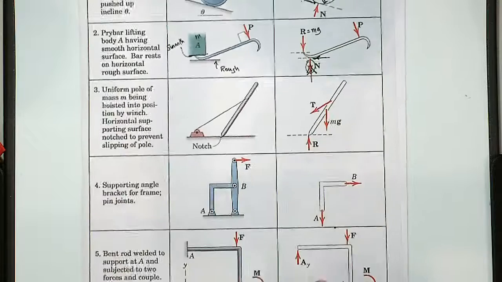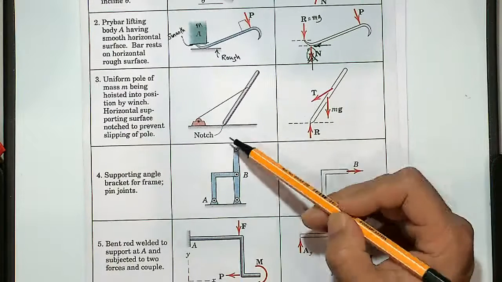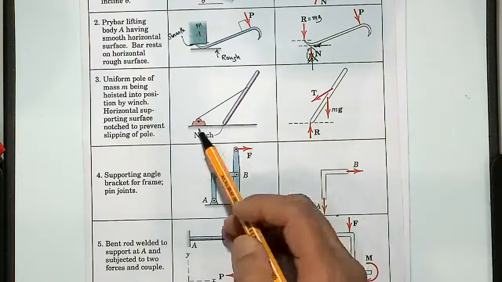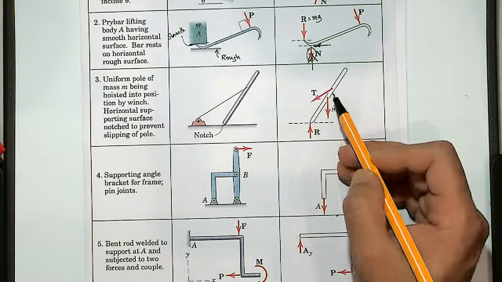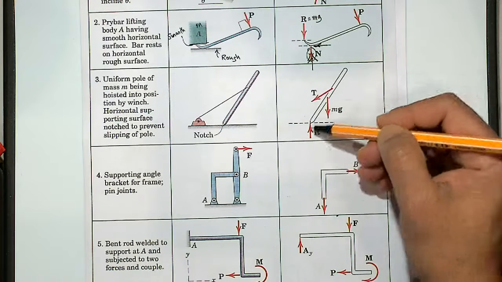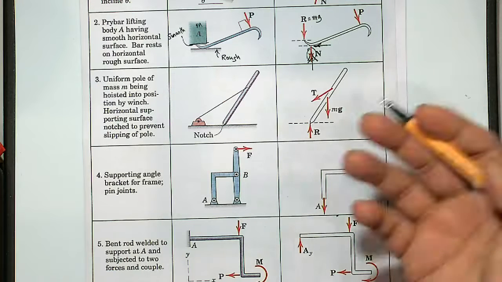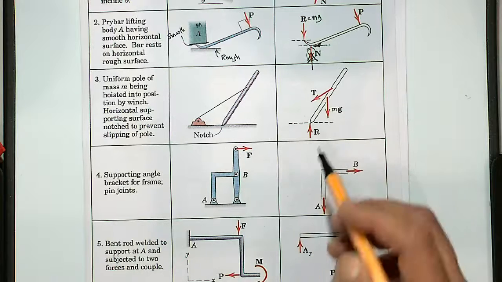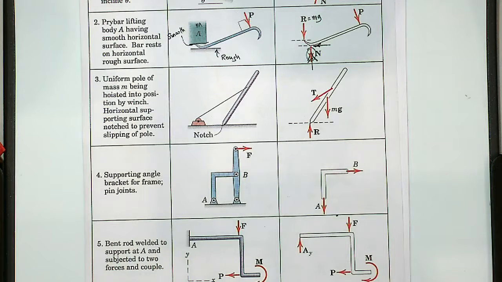Okay. A uniform pole of mass m being hoisted into position by this cable. So the cable force is given by T, the weight of this mast is mg, acting through the middle, and then of course this notch on the ground, R. Is this complete or not?